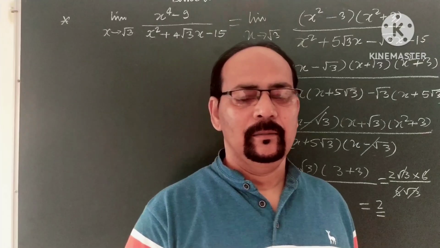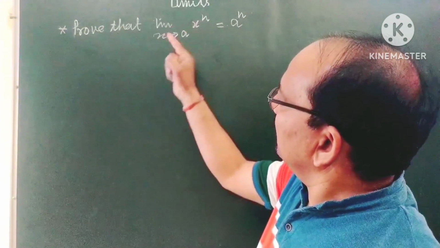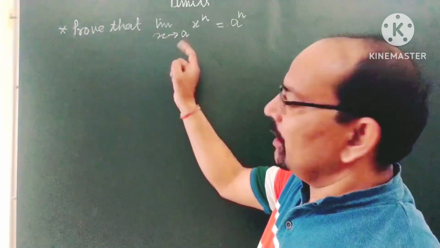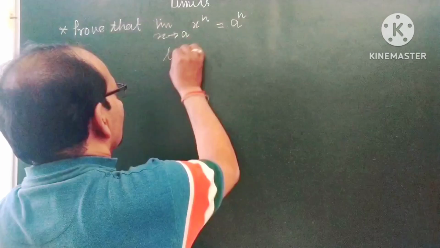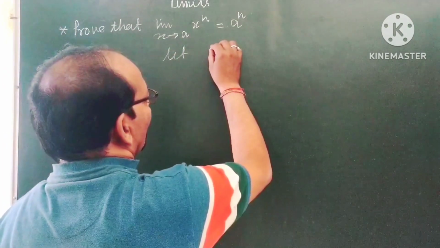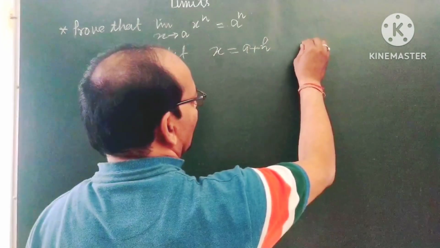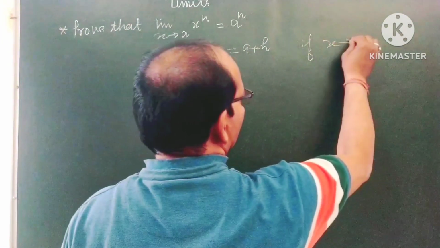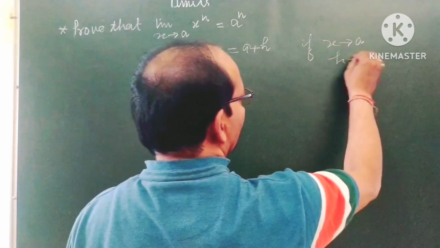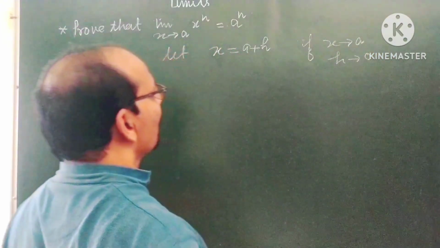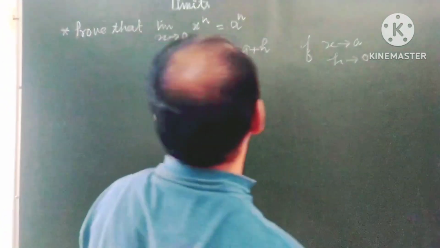And next question is that prove that limit x raised to n as x tends to a equal to a raised to n. For this, x equal to a plus h. If x tends to a, therefore h tends to 0. Put x equal to a here, therefore h equal to 0.